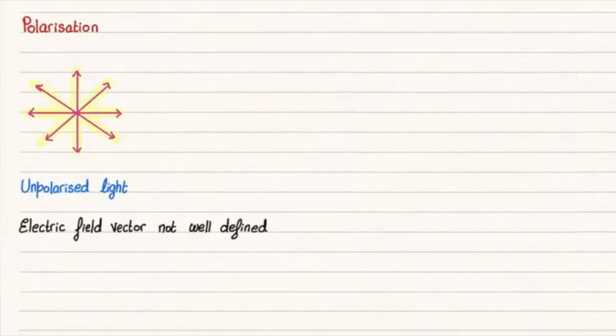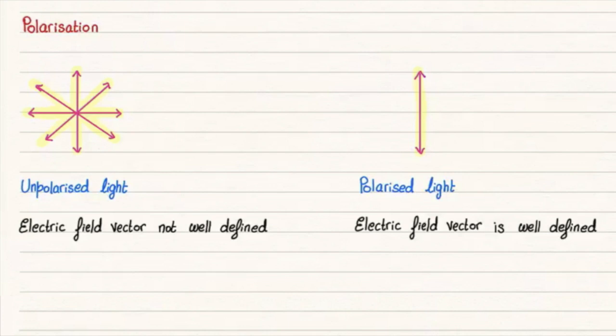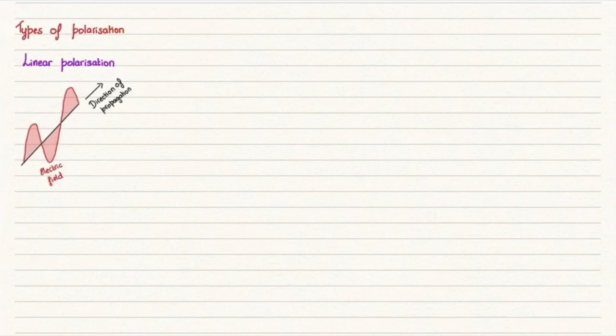Let's talk a little bit about what polarization means. Natural light is generally unpolarized. Unpolarized light is when the electric field vector of the light wave fluctuates randomly in time. However, if the direction vector of the electric field is well defined, the light is said to be polarized. There are three main types of polarization.